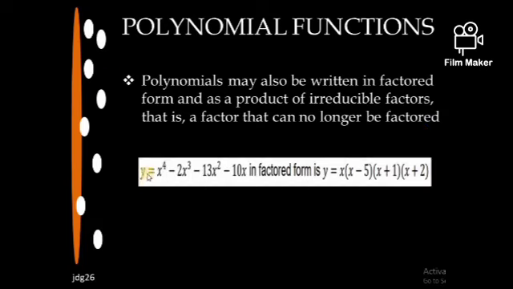So, example natin, y equals x raised to 4 minus 2x cubed minus 13x squared minus 10x. So, ito yung given na polynomial function. This can be rewritten in factored form as y equals x times x minus 5 times x plus 1 times x plus 2. So, pwede nating i-revisit ang ating mga videos or yung mga previous videos natin about factoring para makuha natin yung factors ng polynomials.